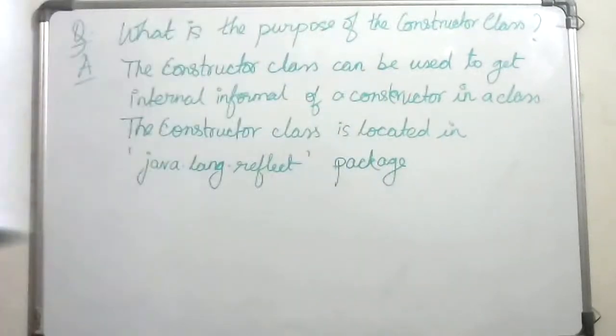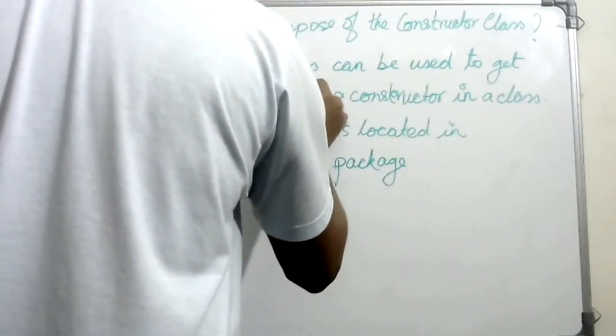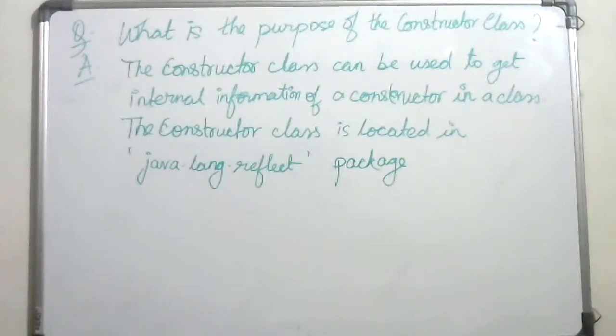They might not ask you the last two questions, but just so you know, there's also a Constructor class that is defined in Java, and that Constructor class is used to get internal information of a constructor defined in a class. So you could get internal details. It doesn't matter what those details are, but you can get certain details of a constructor that has been defined in a class using the Constructor class. And the Constructor class is located in the java.lang.reflect package.